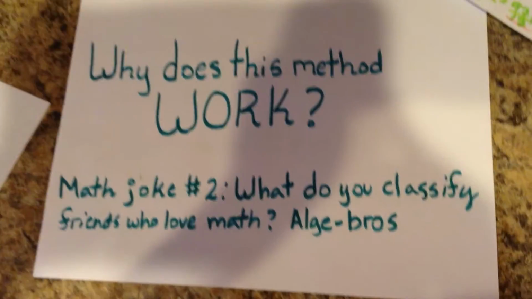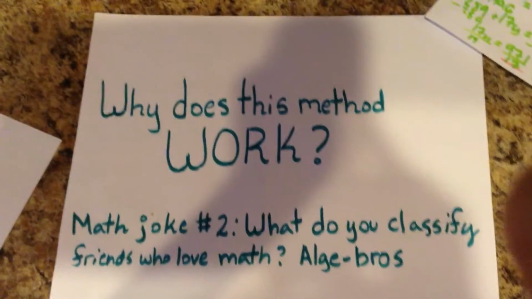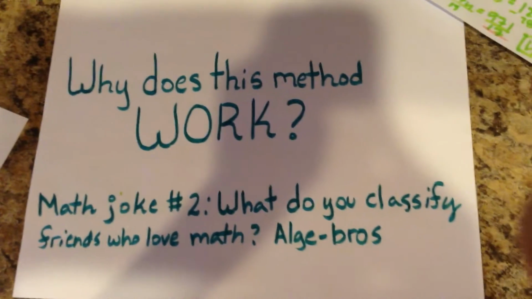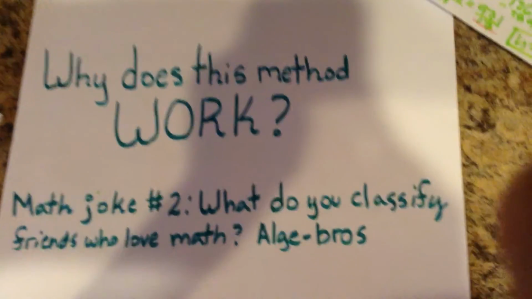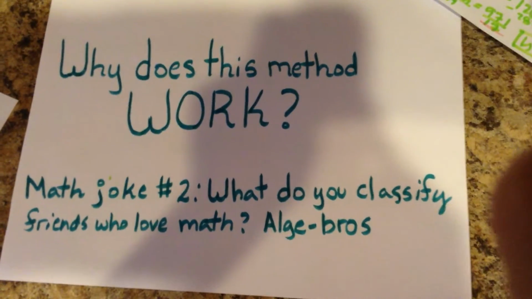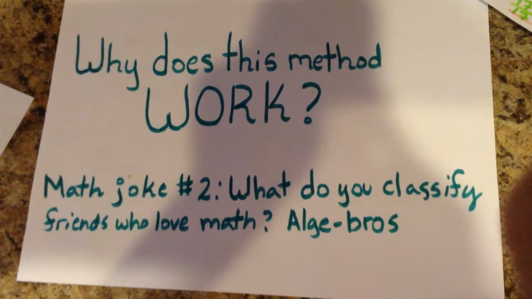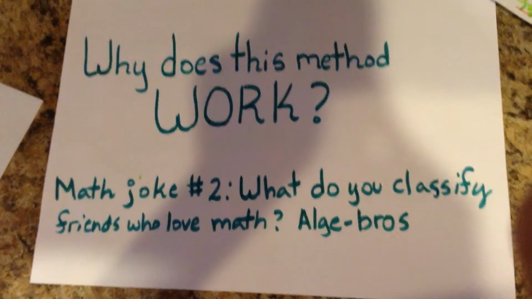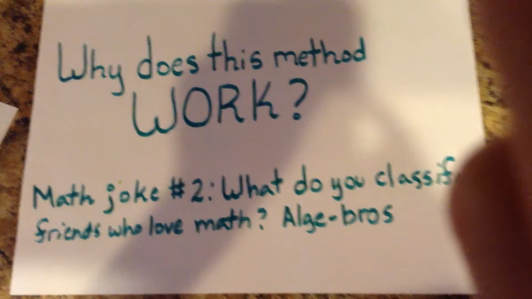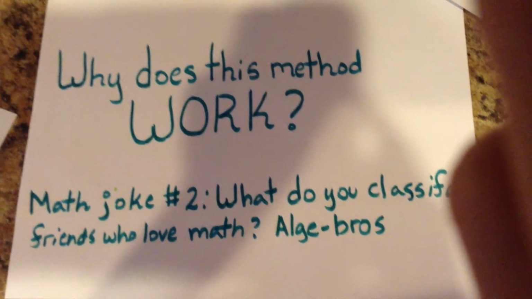Alright, so why does this method work? This method works because every time we draw a triangle inside of our circles with the secants, they all make similar triangles. And so we can set up a proportion based off of those similar triangles. This method would not work if we were just setting up random things, because the similar triangles would not equal each other.